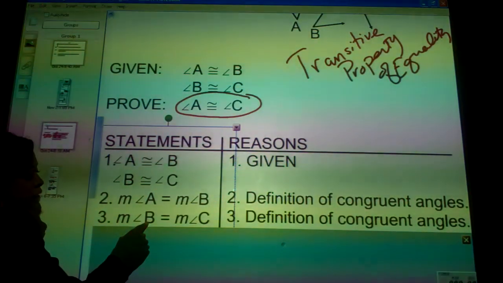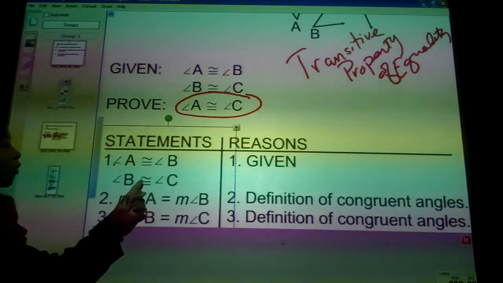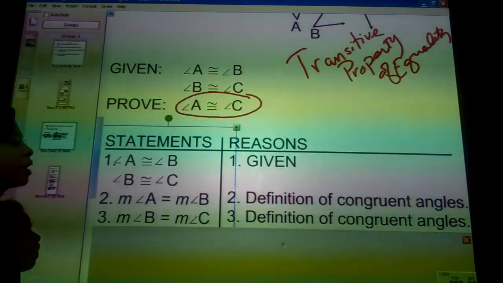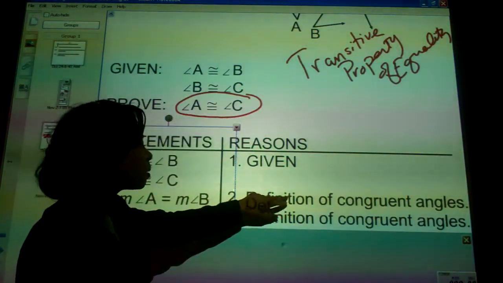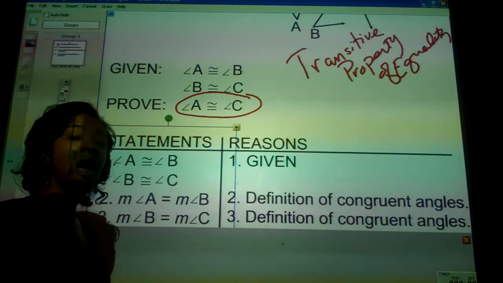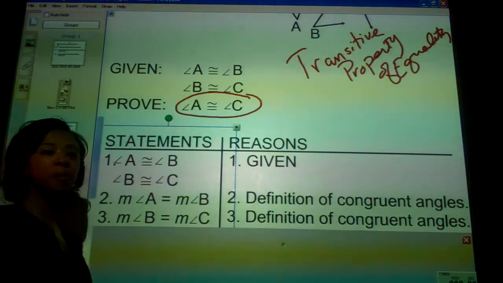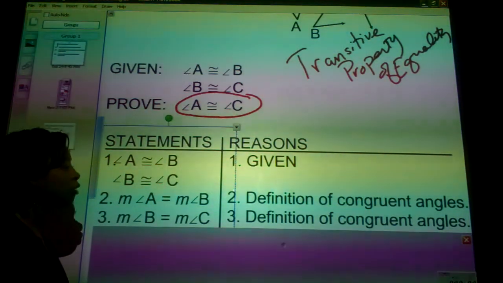So now I'm saying the measure of angle B is equal to the measure of angle C. How do I go from congruent to equal? Same thing. Definition of congruent angles. Remember, sometimes you will repeat your reasons. That's okay. And remember also in proofs, some people may write things a little differently. As long as you prove it, you're fine.